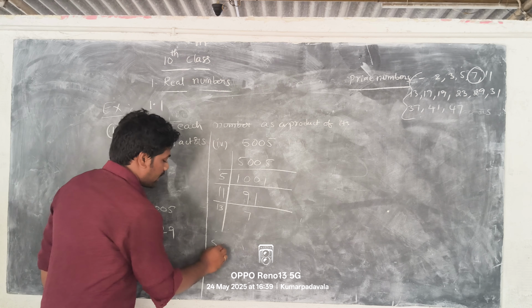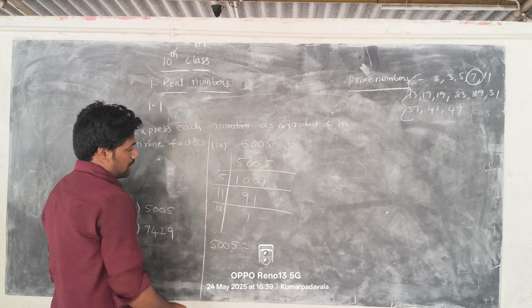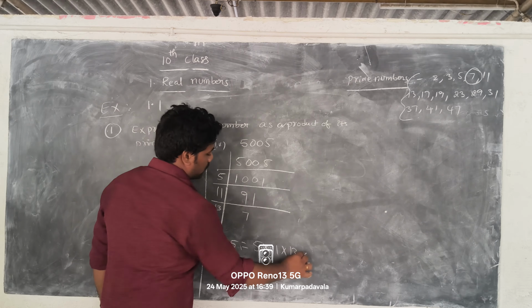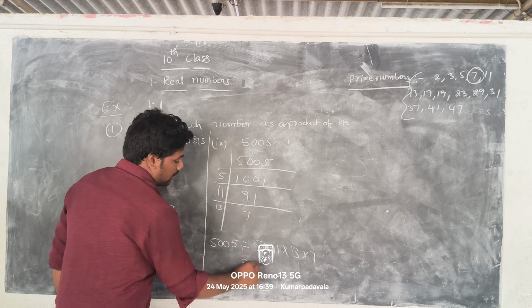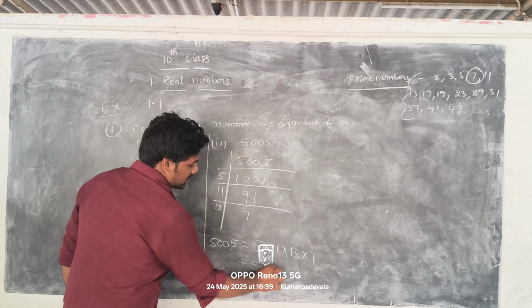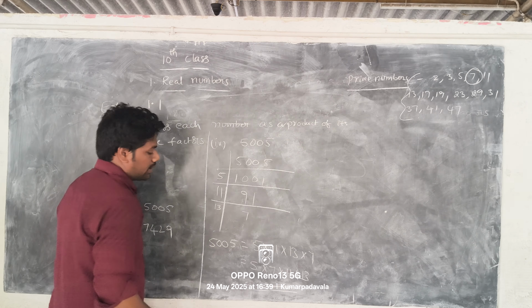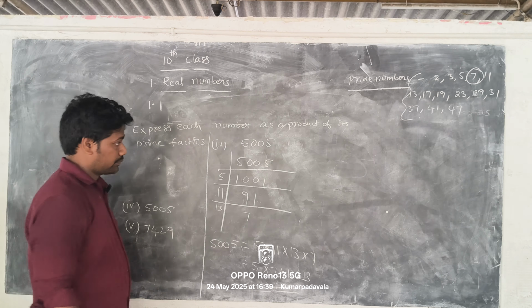So now we can write the prime factorization of 5005 like 5 into 11 into 13 into 7. Again I am writing in ascending order, 5 into 7 into 11 into 13. This is the prime factorization of 5005.